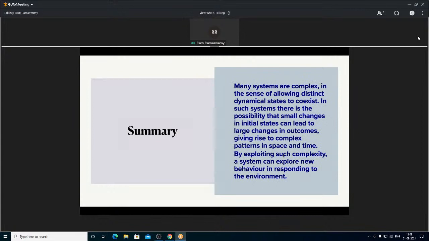And it sort of brings to fore the importance of studying complexity. Many systems are complex, and they allow a variety of possible dynamical states. And in such systems, small changes of initial conditions can lead to very large changes in outcomes. This gives rise to very complex patterns in space and time. And by exploiting such complexity, systems like us can explore new behavior and respond to the environment in new and interesting ways.